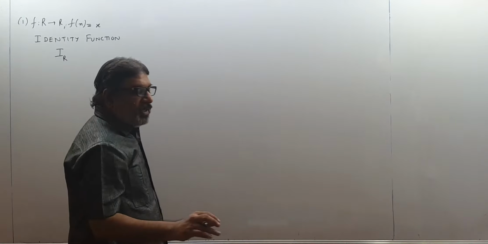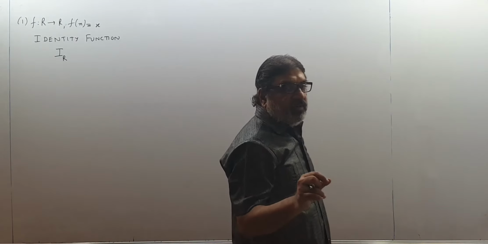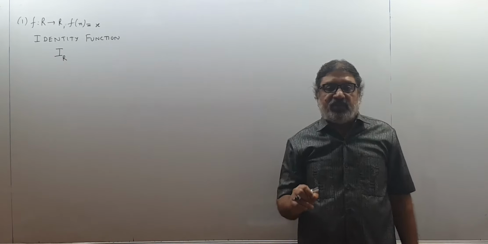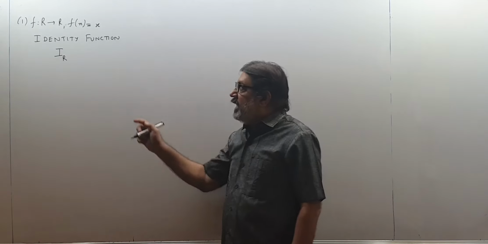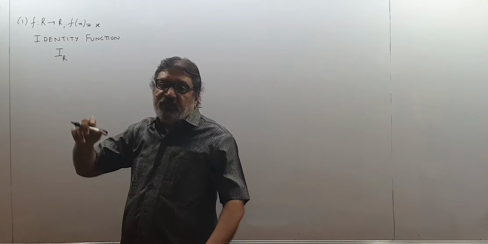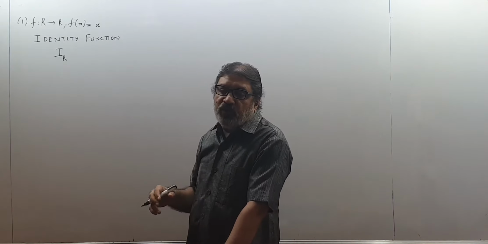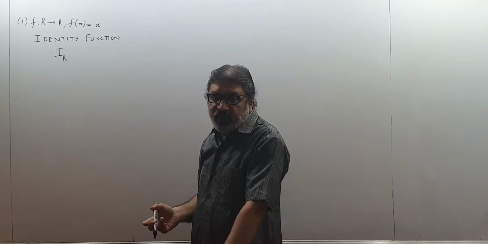Now, identity function means what, children? First observe that domain and codomain are equal. So if the function wants to be an identity function, then domain and codomain should be the same sets. And f(x) equal to x means every member of the domain should correspond to itself only in the codomain.